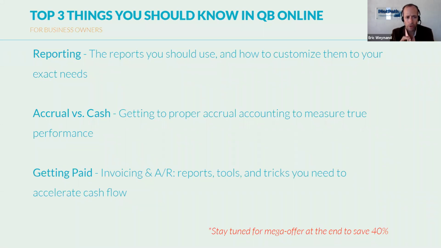Okay, so when it comes to reporting, we're going to talk about the reports that you should use, and then how to customize them to your exact needs. Accrual versus cash. We're going to talk here about getting to proper accrual accounting and what that means conceptually and generally, and how exactly that works in QuickBooks Online. And then getting paid, we're going to talk about the reports and other tools and tricks that you should be using to accelerate cash flow, which essentially means get paid sooner, so that you find yourself less often in cash crunch situations.